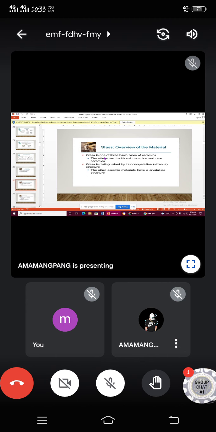So, glass overview of the materials. Glass is one of three basic types of ceramics. The others are traditional ceramics and new ceramics. Glass is distinguished by its non-crystalline or vitreous structure. The other ceramic materials have the crystalline structure. Glass products are commercially produced in an almost unlimited variety of shapes. Most products are made in very large quantities: light bulbs, beverage bottles, jars, window glass, glass tubing for fluorescent lighting, glass fibers. Other products are made individually, such as giant telescope lenses.